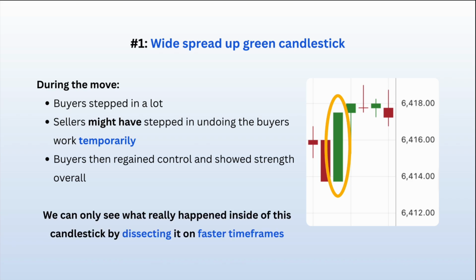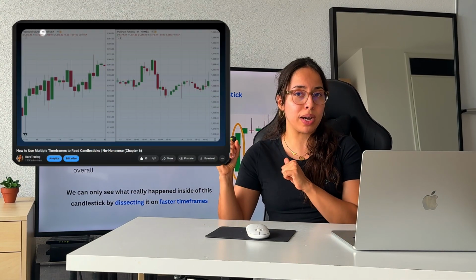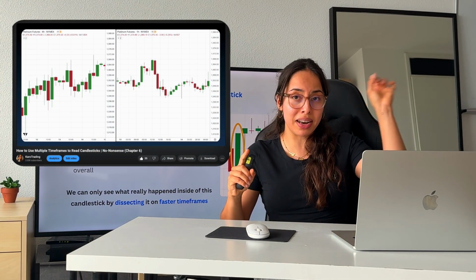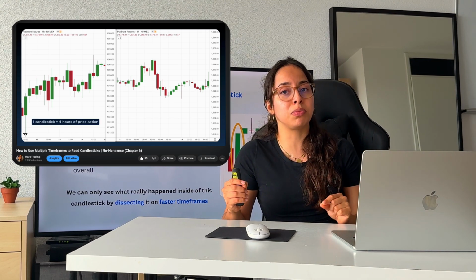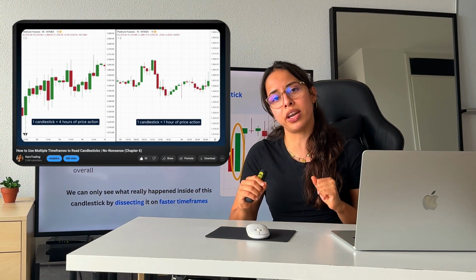Truth be told, guys, we can only see what really happened inside of this candlestick by dissecting it on the faster time frames. This is a skill that we learned in the previous chapter. So if you haven't watched it, I'm gonna pin it up right so that you can go watch and learn how to use multiple time frames, because it's really going to help you in your trading journey.